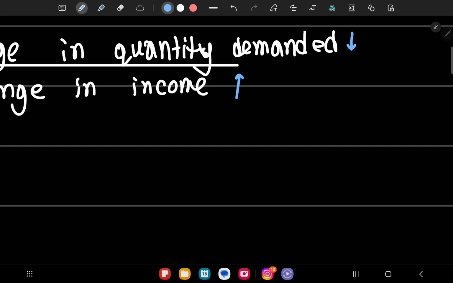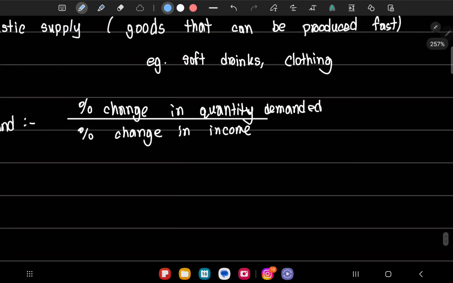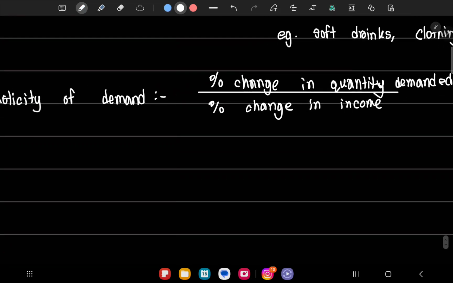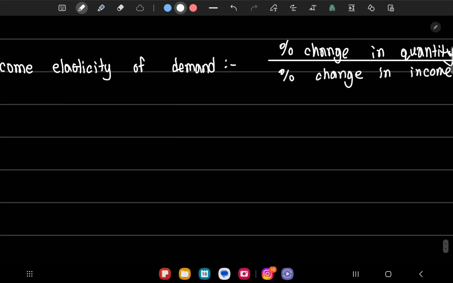Some examples of this are instant noodles. When you have a low income, you buy a lot of instant noodles because they are cheap. You can afford that, but you cannot afford a better meal. So you buy instant noodles. But when your income increases, you stop buying the instant noodles and shift to a better food. So this is one example where the opposite happens. So in this case, we need to care about the magnitude and the sign as well. So it can be plus or minus.